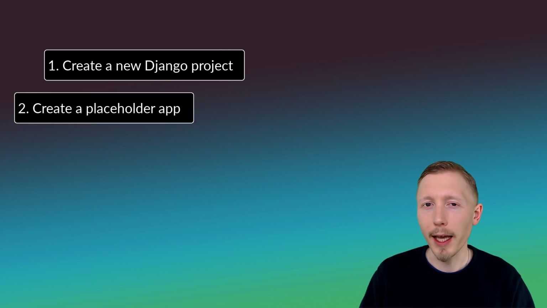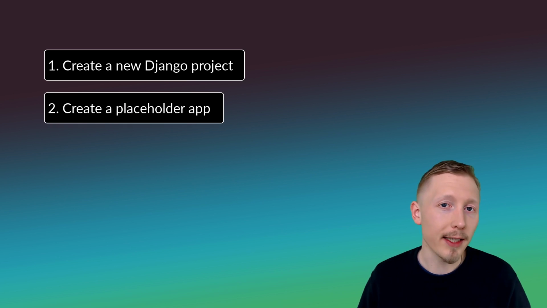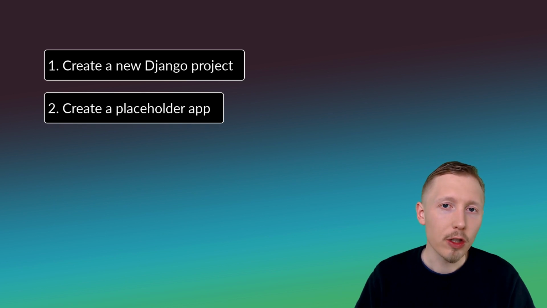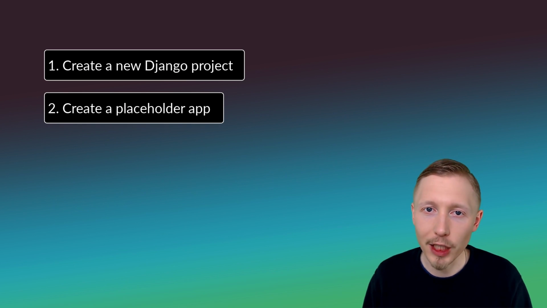Then we're going to be creating a very basic placeholder app. And this is going to include a static page with an image on it and a style sheet so we can demonstrate using static files with Google App Engine.